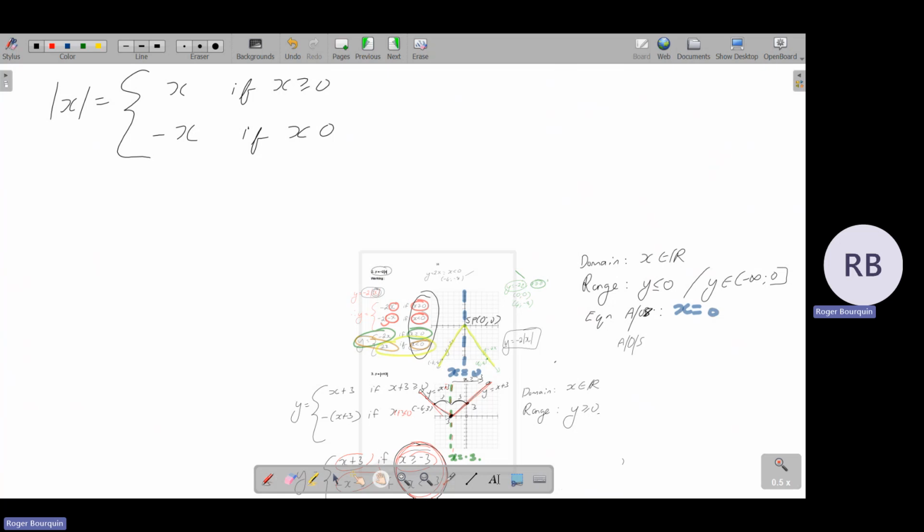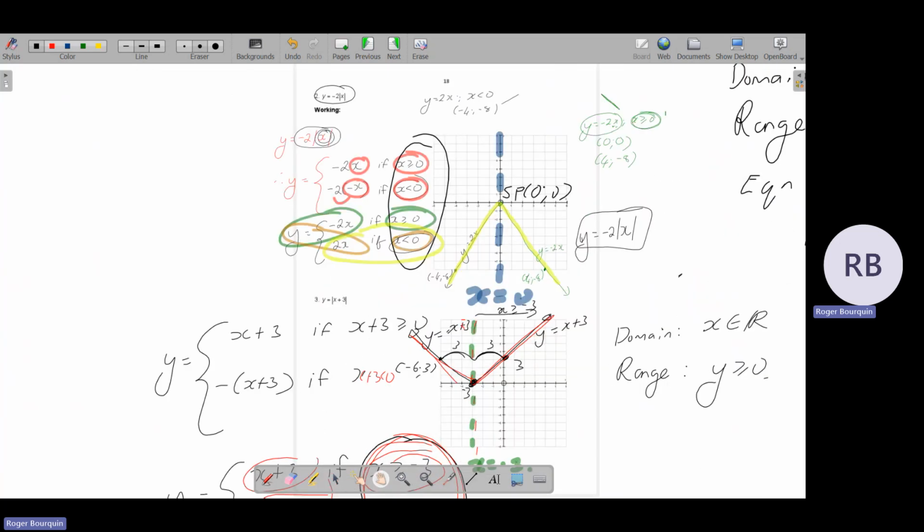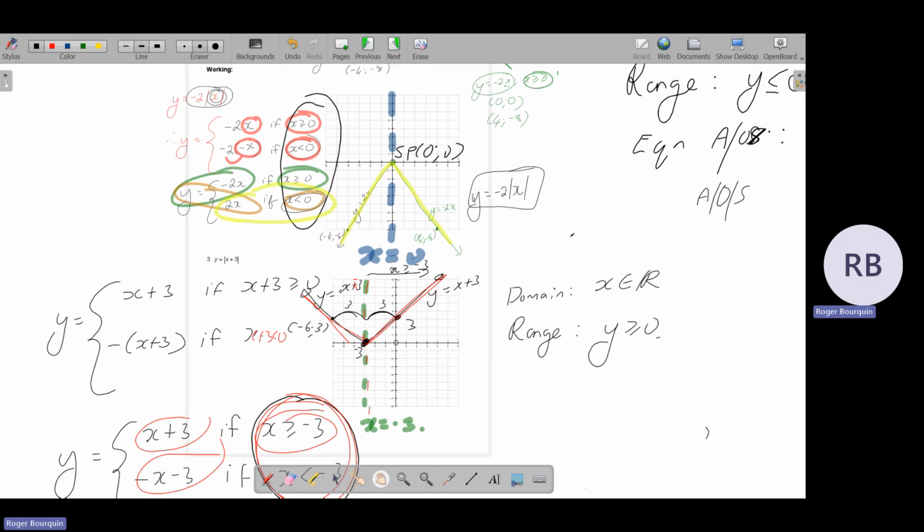So if we had this graph over here, the first way we sketched these, which was painful, we said y is equal to negative 2 absolute value of x. Using my definition, if what's inside the absolute value is bigger than or equal to 0, then that stays the same. And if what's inside is less than 0, then that changes sign.